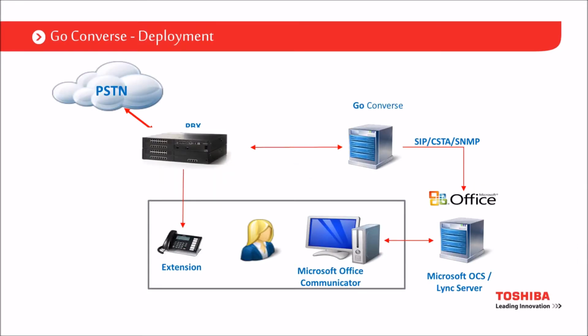How does it work? Let's say that's a very simplistic diagram of what the system looks like. What we would do is we'd put a PC in place between the phone system and the OCS or Lync server, and that PC would be running the software called GoConverse, and it'd be running the node license, connecting via CSTA into the VX, and it would connect via SNMP and SIP into the OCS server, and that would then act as middleware to adapt the communication between the two systems.